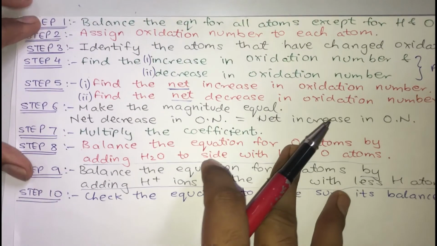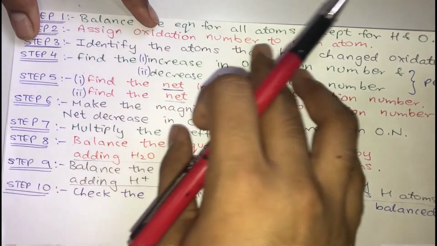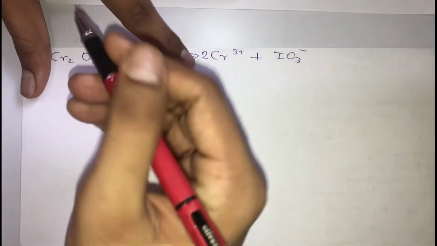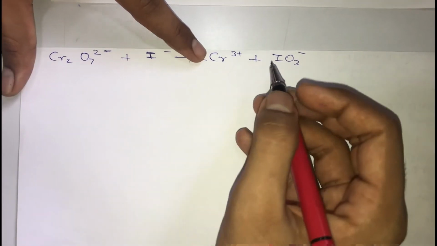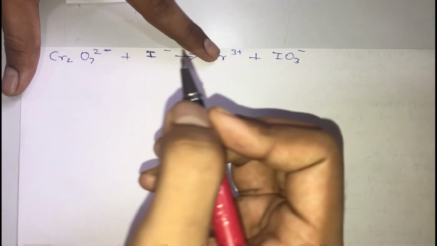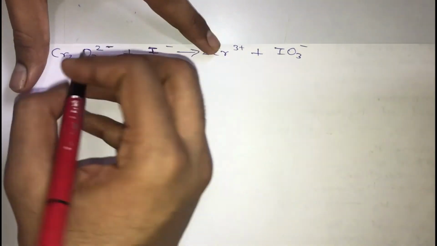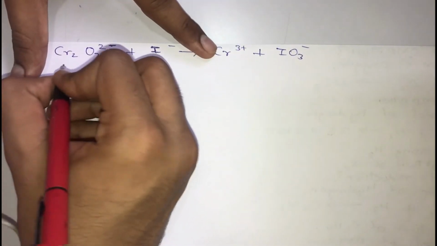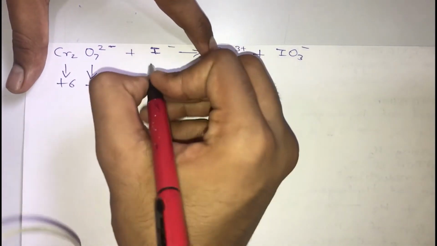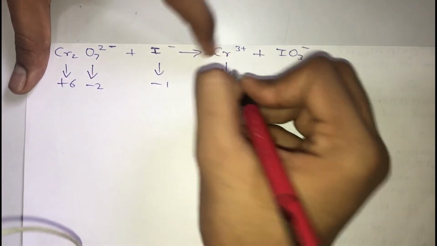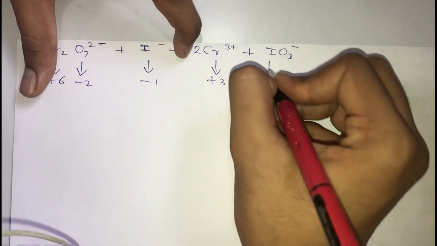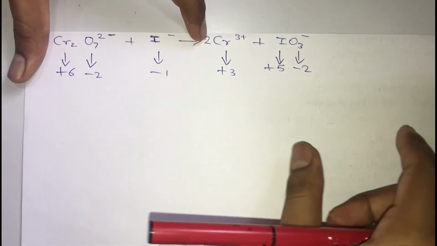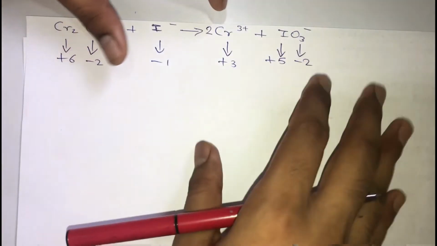Okay, now step 2: assign oxidation number to each atom. Sorry guys. Now we have to assign the oxidation number to each atom. So I hope that you all know how to find the oxidation number. Okay, so I'm writing it directly. I hope that you guys are smart and you all know how to find out the oxidation number. So we have written the oxidation number of the respective atoms over here.